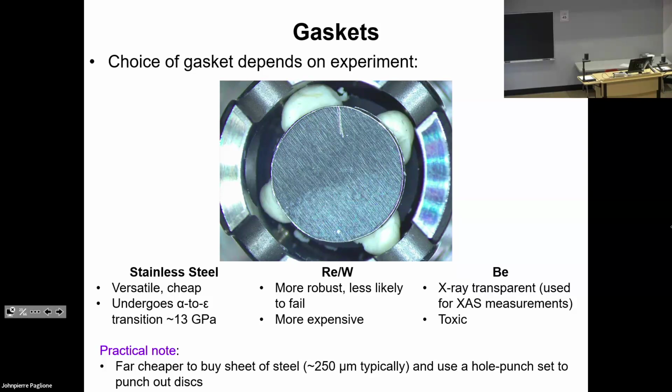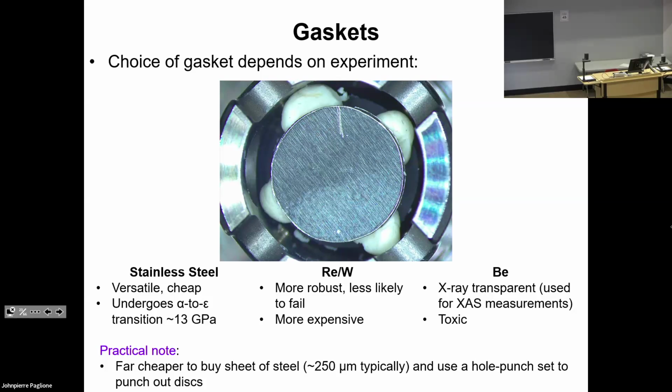But even though it's cheap, I would keep in mind steel does undergo a phase transition around 13 gigapascals, and it might not necessarily be compatible with all other components in your cell. It might also be just that you want to achieve a higher maximum pressure, so you might want something a little more robust like rhenium or tungsten, but of course those are quite expensive. And then finally, if you're doing, rather than an axial measurement, where you're going in the back of the diamond and out through the other end, if instead you're coming in from the side, for like an X-ray absorption spectroscopy measurement, your gasket itself has to be as X-ray transparent as possible. So people use beryllium, but of course then you have to worry about the toxicity of beryllium.